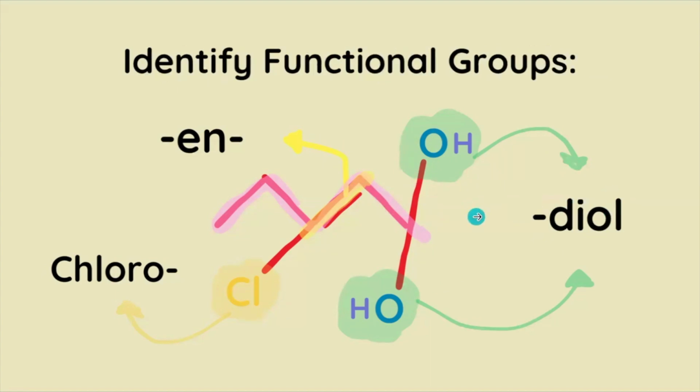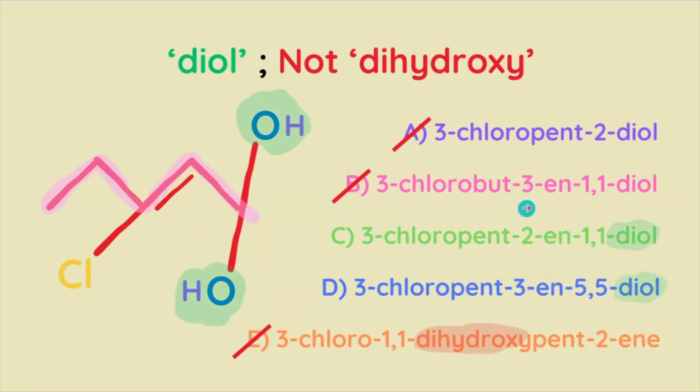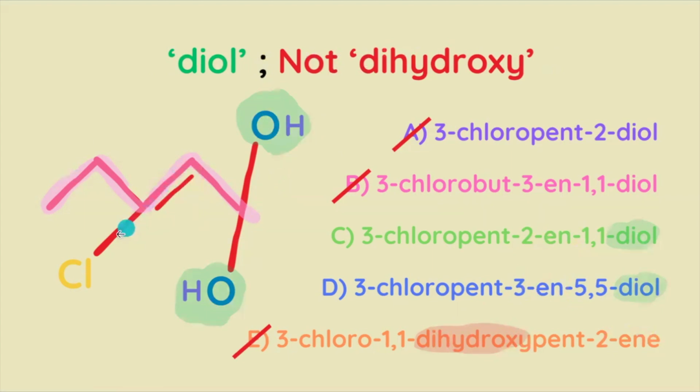It's also important to mention that there are 2 OH groups, so it's not ol, it's diol, 2 hydroxyls. With that, A is wrong because it fails to acknowledge the double bond, as there is no alkene, there's no ene. Likewise, as I said, we need to use a diol suffix rather than a dihydroxy prefix because the hydroxyl group is the highest priority of the 3 functional groups.